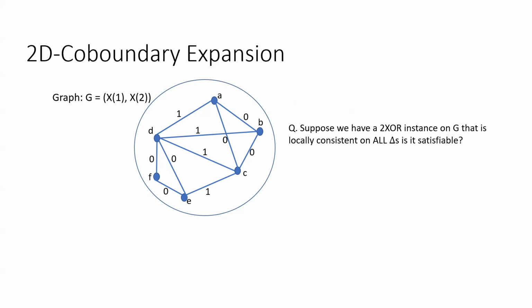So any answers for that? Okay, so in general, I can see many no's. So in general, it may not be satisfiable even though you are locally consistent on all triangles. But it turns out that for this graph, whenever you are locally consistent on all triangles, you always have a satisfying solution. But you can ask a more robust version of this question: what if your 2-XOR instance is locally consistent on most triangles? Do you expect an assignment that satisfies most edges?